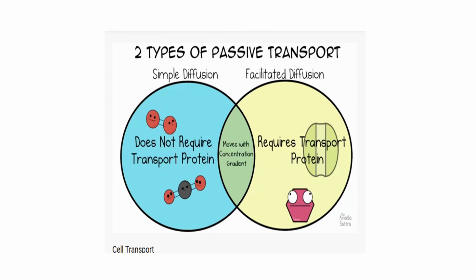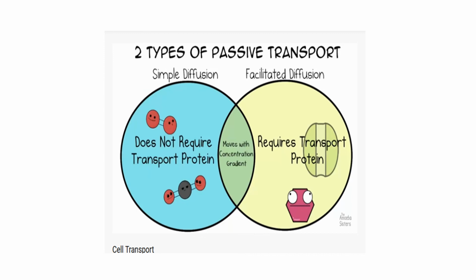This slide can be used to summarize what we have learned about the passive transport mechanism. They are of two types: the simple diffusion, shown in the blue colored circle, and the facilitated diffusion, shown in the yellow colored one. Both of these diffusion processes move a substance along the concentration gradient, hence it is a downhill movement of the substance and does not require any energy.